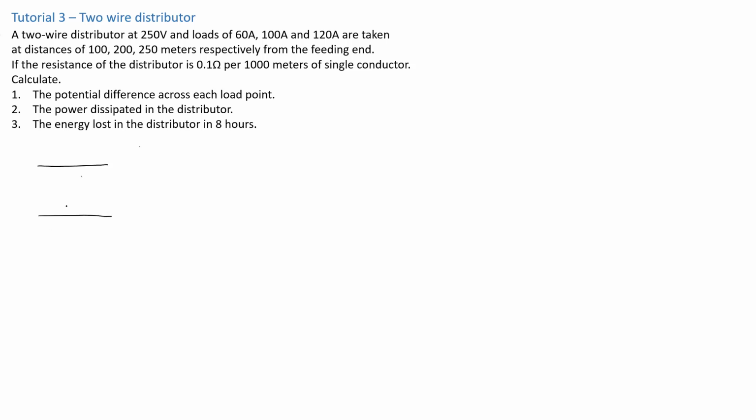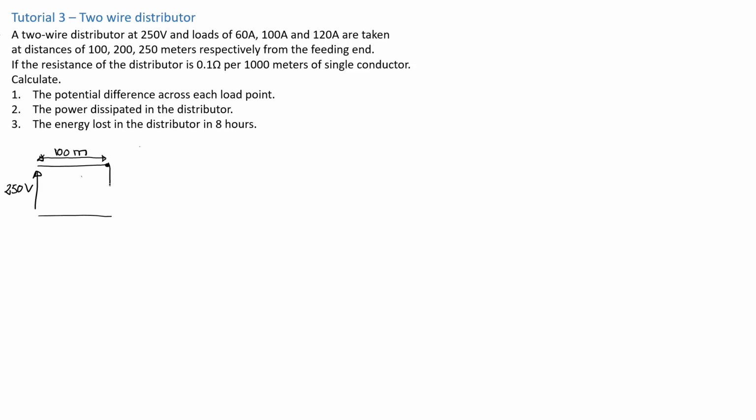So these are my 2 wires, because we understand that a system is always 2-wire, because there is a live and a neutral, or a plus and a minus, right? And here we've got 250 volts. So this is the feed. And they say that loads of 60 amp, 100 amps and 120 amps are taken at distances 100, 200, 250 meters respectively. Which means at a distance of 100 meters, we've got a 60 amp load. So from this point to this point here, I'm going to say this is 100 meters.